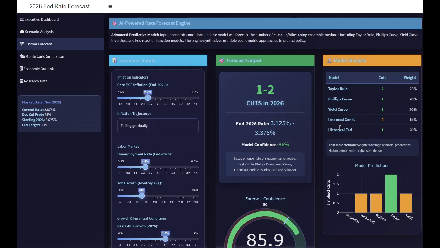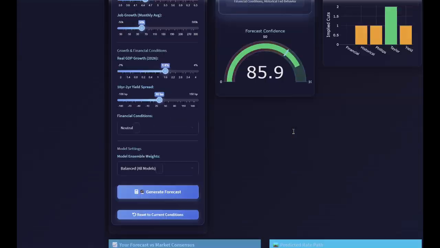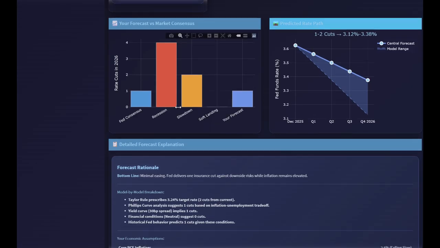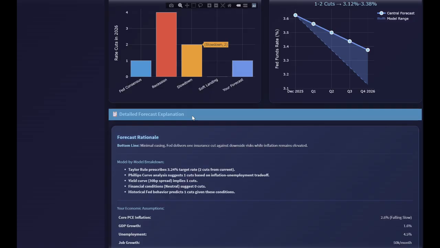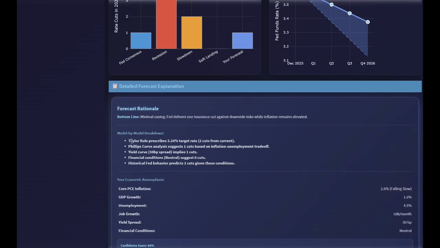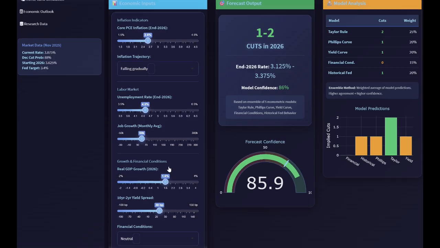And we can see the breakdown of how it's getting estimated. If there's a recession, you could have up to 4. If there's a Fed consensus, you could have 1. If there's a slowdown, you could have 2. The Taylor rule prescribes that there could be 2 cuts from the current position. The Phillips curve analysis suggests 1 cut. The yield curve is implying 1 cut. Financial conditions suggest perhaps neutral. And then Fed behavior predicts 1 cut given these conditions.